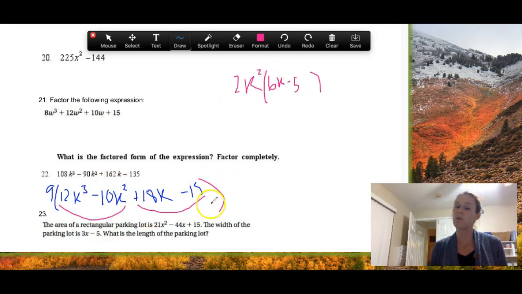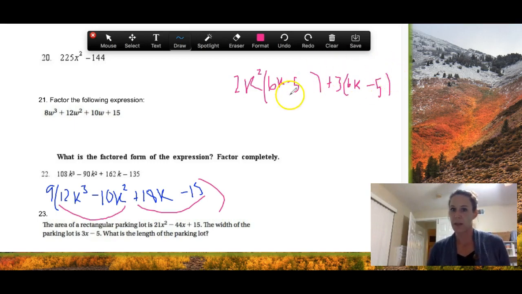Come over to these two terms. What do they have in common? Well, 18 and 15, let's see. They have a 3 in common. 3 divides into both of those. They don't have any k's in common, so I'm just going to pull out a 3. I pull a 3 out of 18k. 18 divided by 3 is 6k. That's what I wanted. Divide 3 out of 15, it leaves me with a negative 5. Yay, that is what I wanted.